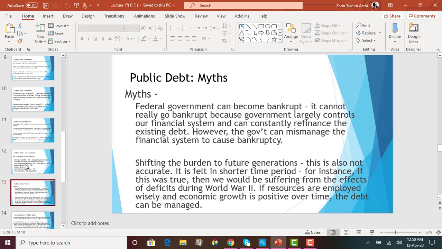It is not true. The reason for this is because government plays a very important role in managing the entire financial system, right? They play an important role in selling, buying bonds. They play an important role in issuing bonds. They play an important role in printing money, supplying money. So they control the financial system a great lot, right? So it's very unlikely they will go bankrupt, and because they can refinance their debts anytime they want.